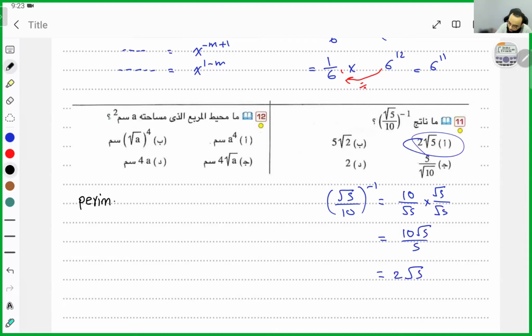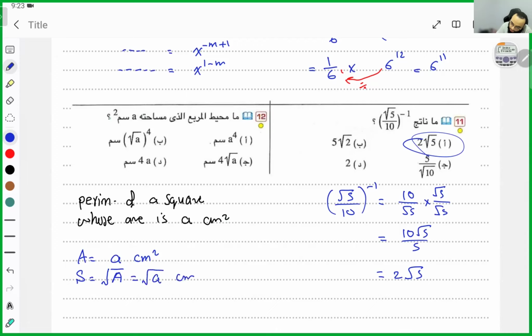Perimeter of a square whose area is a centimeter squared. The area is a centimeter squared, then the side length equals the root of the area, which is root a centimeters. Then the perimeter equals side length times 4, which is root a times 4, which is 4 root a centimeters.